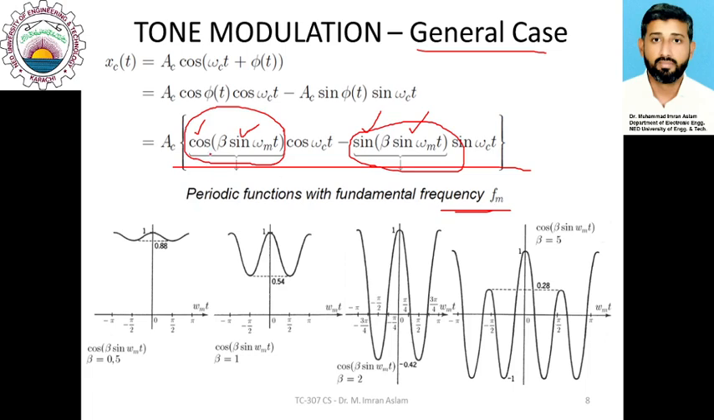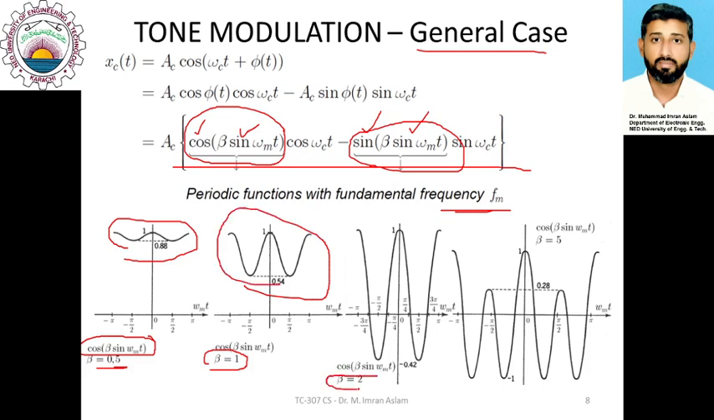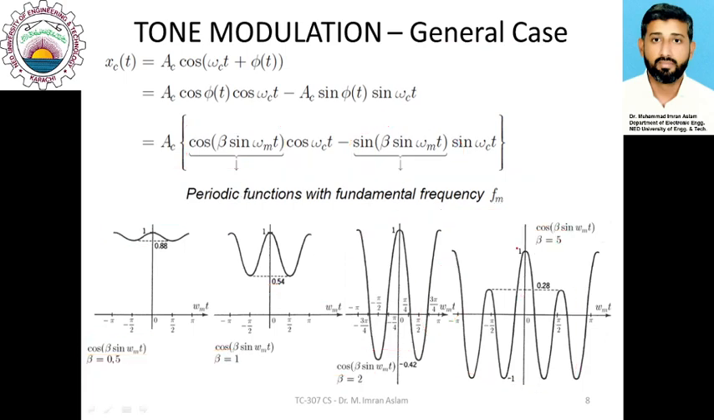In order to illustrate, I have plotted this first function, cosine of beta sin omega_m t, for different values of beta. For beta equal to 0.5, this plot is represented here. For beta equal to 1, the plot is represented here. For beta equal to 5, the plot is here. You can see that these functions are periodic. However, they are not typically sinusoidal, rather they have a different form.